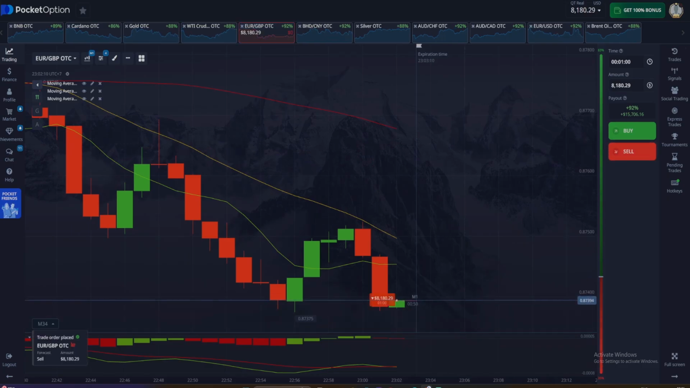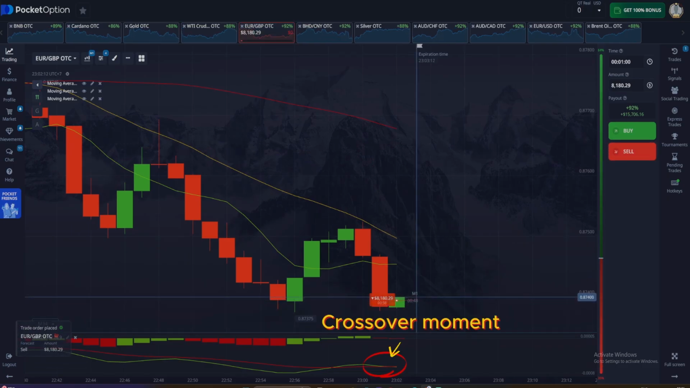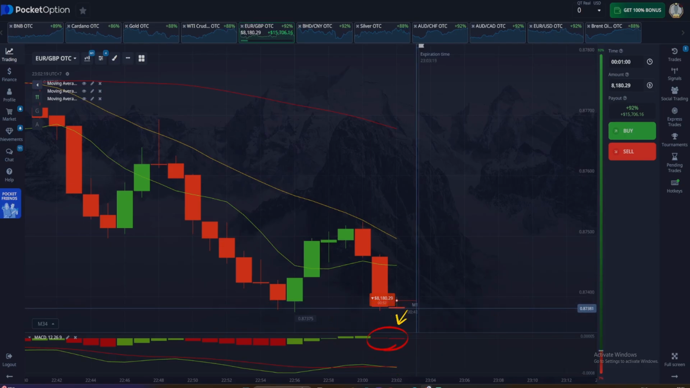I'm taking a sell position because the MACD indicator has just given a bearish signal. The MACD main line has crossed below the signal line, while the histogram is shifting down from the positive area into the negative zone. This shows that bearish momentum is building, and sellers are gaining control of the market.